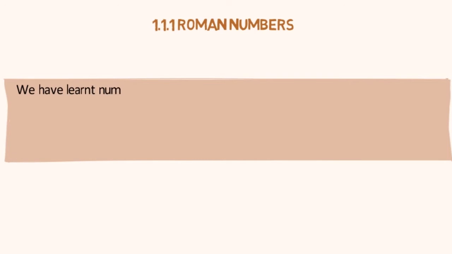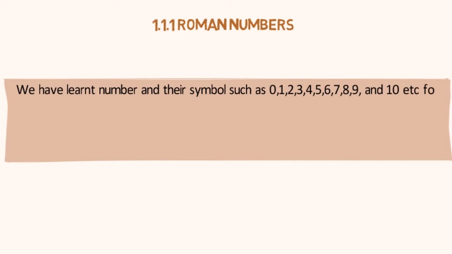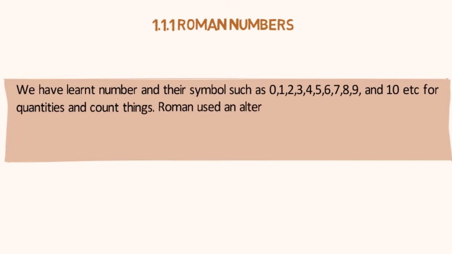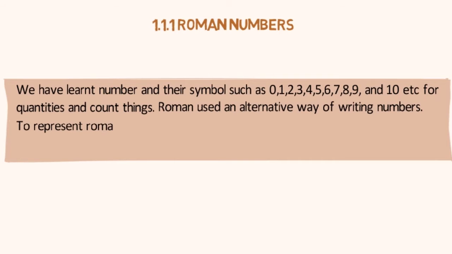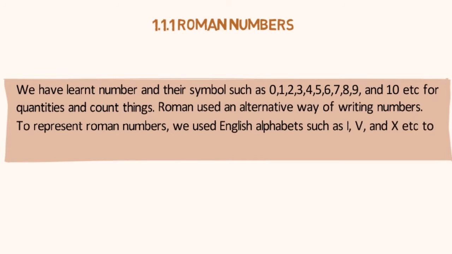We have learnt numbers and their symbols such as 0, 1, 2, 3, 4, 5, 6, 7, 8, 9, and 10 etc. for quantities and to count things. Romans used an alternative way of writing numbers. To represent Roman numbers, we use English alphabets such as I, V, and X etc. to count things and quantities.